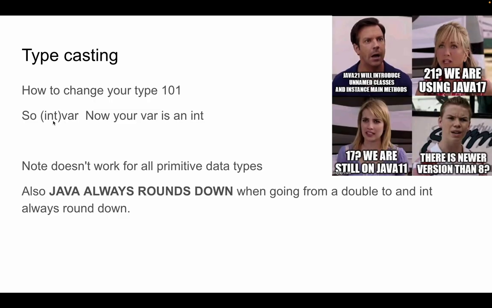So basically, what would happen here is this var would now become an int just for that line. And what happens in an int? Ints can't have decimal places, and note Java always rounds down. The 1.1 will be turned into a 1. Okay, remember that. You can also go from an int to a double. When you're going from an int to a double, it just adds 0.0 to the number. That's pretty simple, and it doesn't work for all primitive data types. Like you can't turn a boolean into an int, as far as I know.